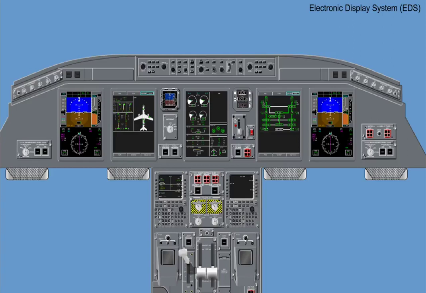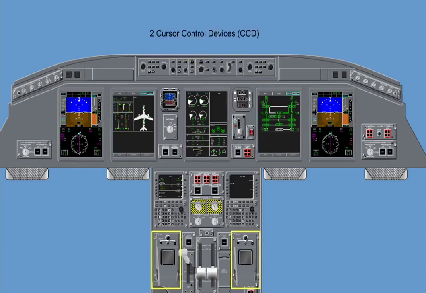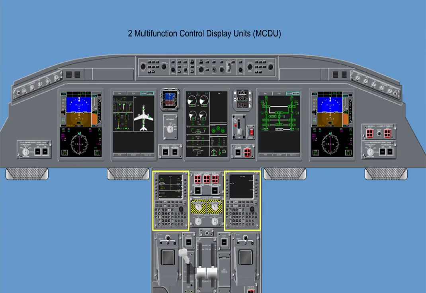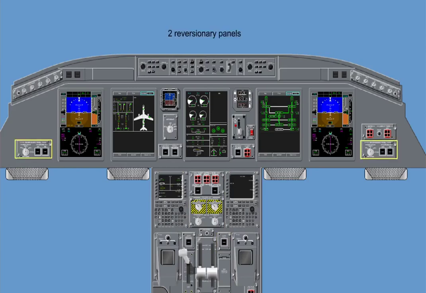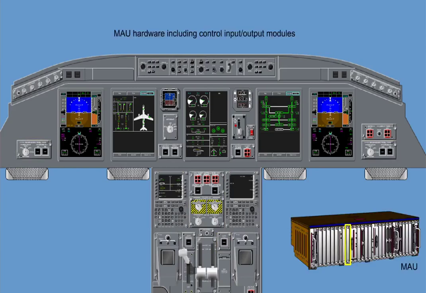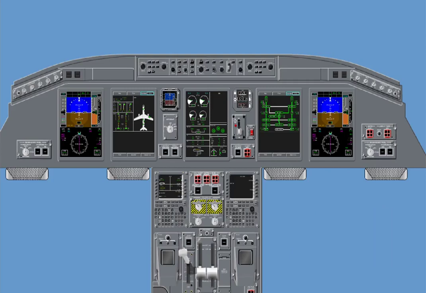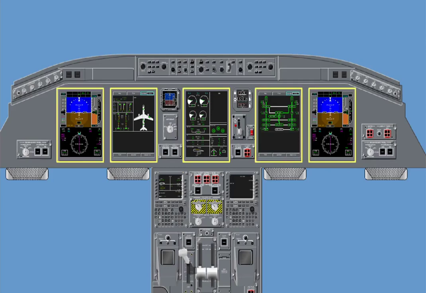The Electronic Display System, EDS, presents primary flight, navigation, and system information to the flight crew. The EDS consists of 5 display units, a guidance panel, 2 cursor control devices, CCDs, 2 multifunction control display units, MCDU, the EICAS full button, 2 reversionary panels, MAU hardware including control input-output modules, and an EDS application software on dedicated processor modules. The 5 display units are located on the main instrument panel.